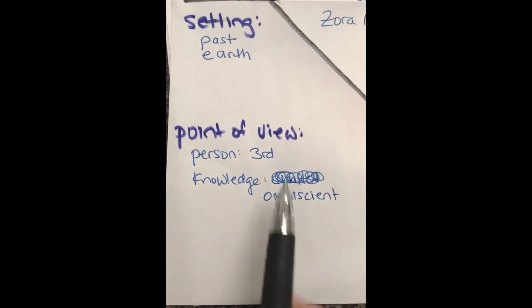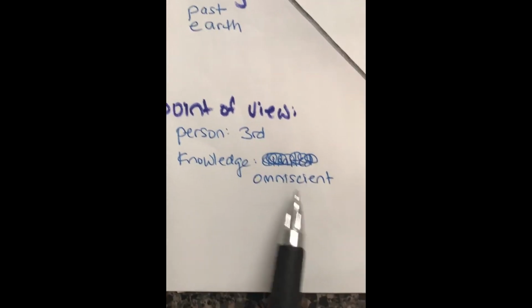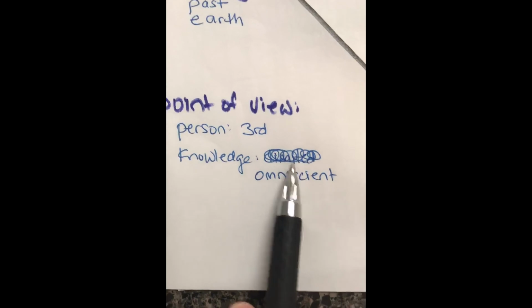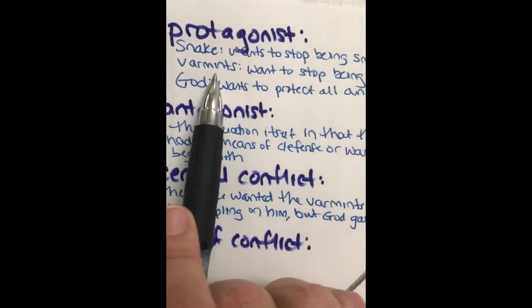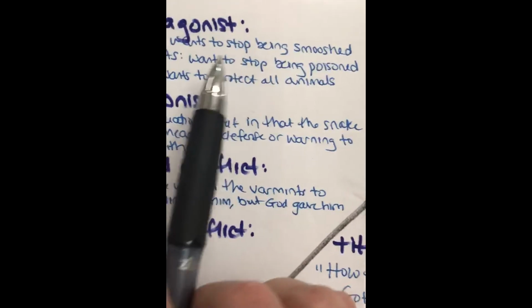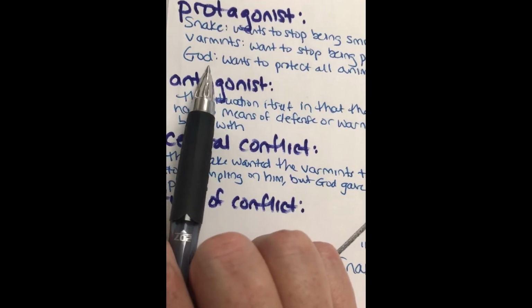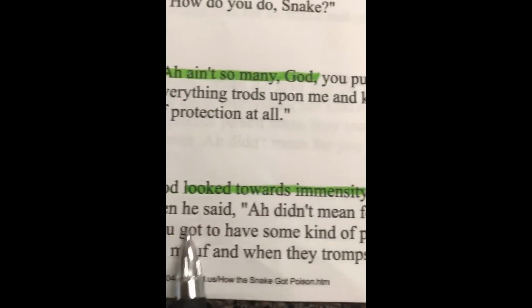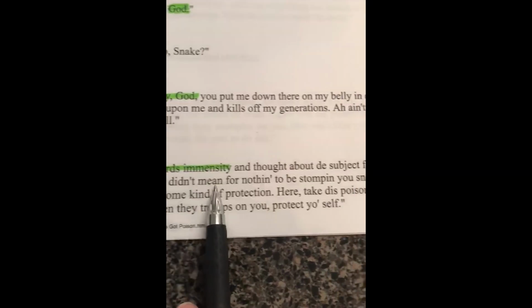Here's our point of view. It's third person. It's being told by an outsider, not a character in the story. It is omniscient. At first I put limited because we knew the thoughts and feelings of the snake. We knew the thoughts and feelings of the varmints. The snake wants them to stop being trampled. They want to stop being poisoned. They make that clear. And then God thought, wait a minute, we don't know what he wants. We know that he looks towards immensity, but then look at this line down here. I didn't mean for nothing to be stomping you snakes like that.